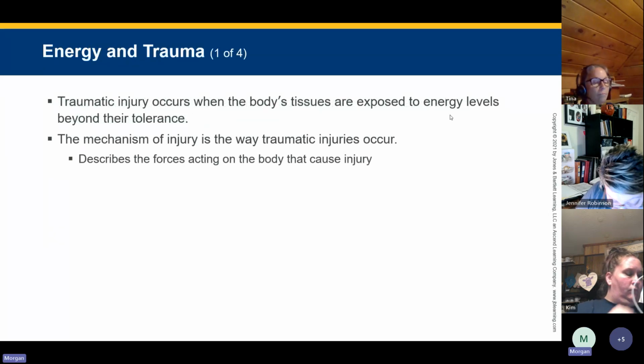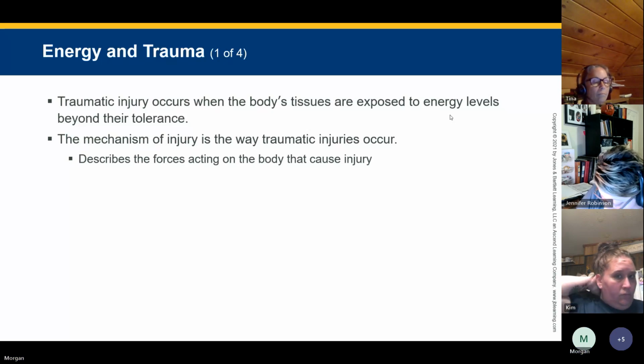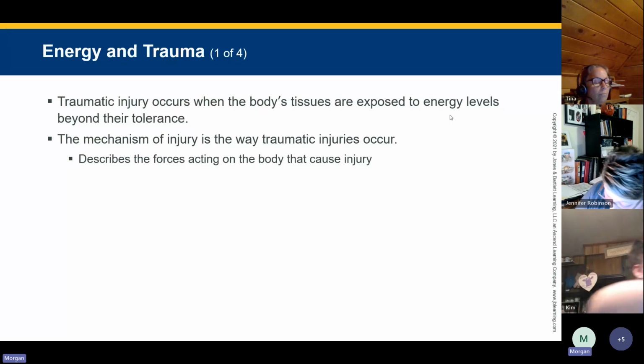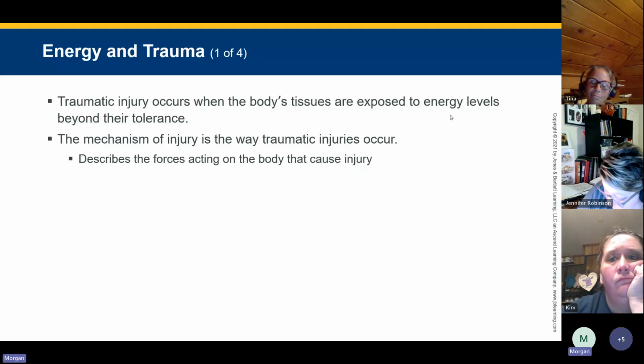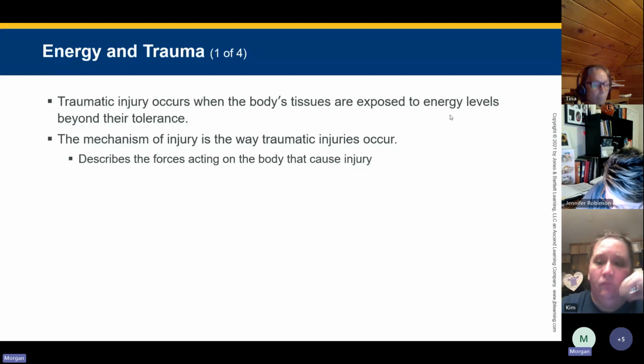Traumatic injuries occur when body tissues are exposed to energy levels. The mechanism of injury is the way the traumatic injuries occur. For somebody who gets hit with a baseball bat, it's blunt trauma. But if somebody gets cut with a knife or shot with a bullet, that's penetrating trauma. Depending on the velocity of the bullet, it could cause trauma around the wound as well.